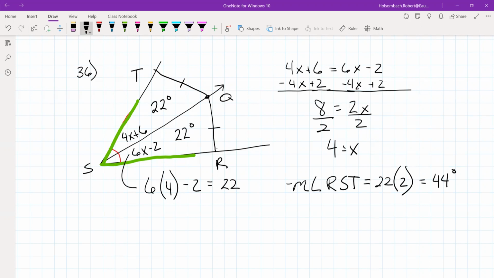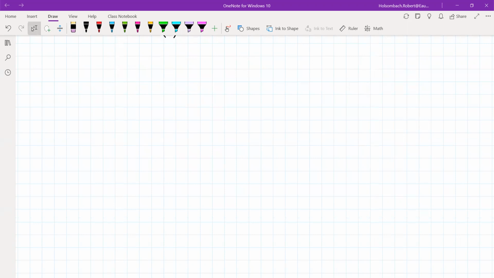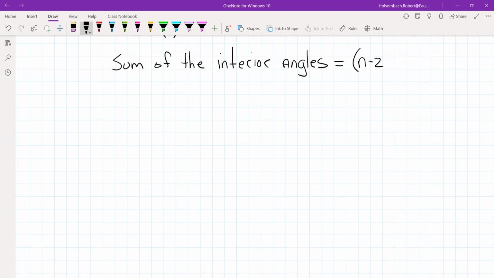All right, 4 to go. For these 4 problems, what you need to know is that the sum of the interior angles equals n minus 2 times 180, where n is the number of sides.